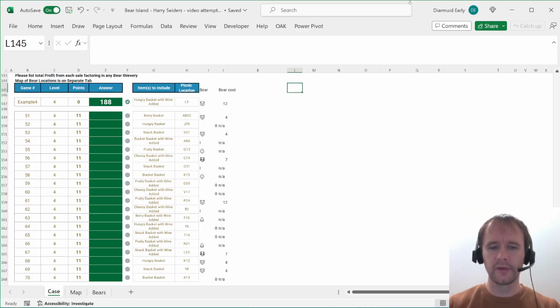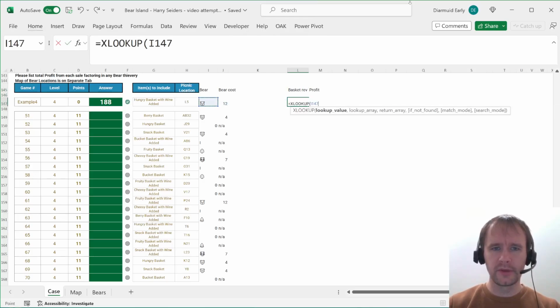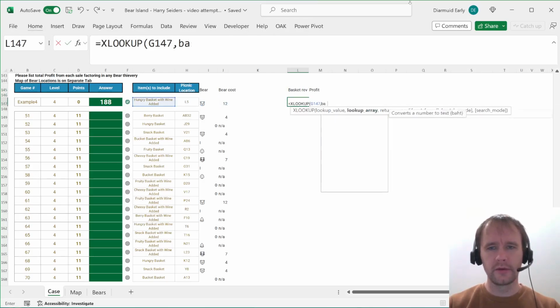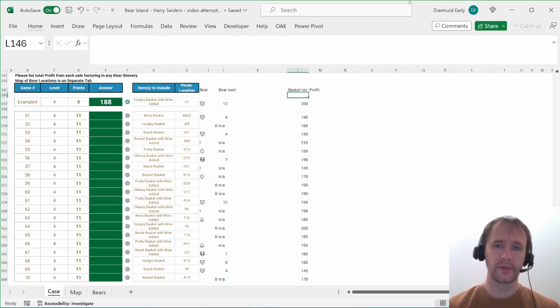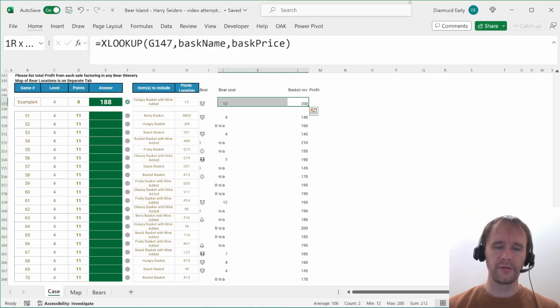Well, we want the profit. Let's do basket rev, and that's going to be XLOOKUP this basket in basket name, returning from basket price. So we sell the basket for 200, and then we're either interested in the cost of the basket or the revenue minus the bear cost.